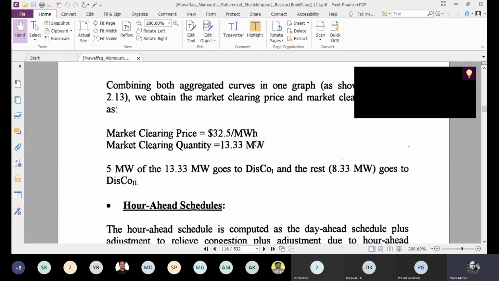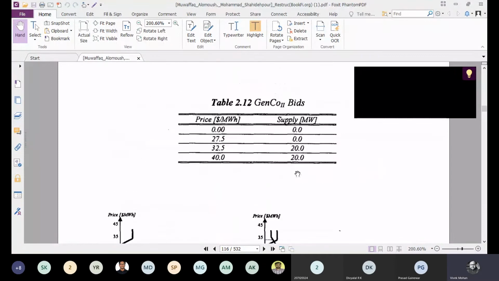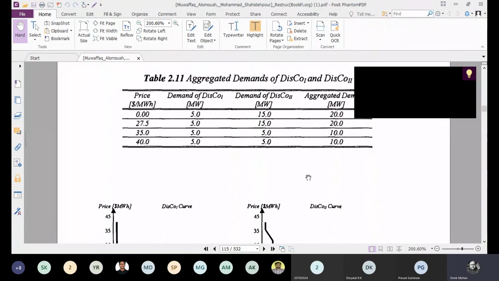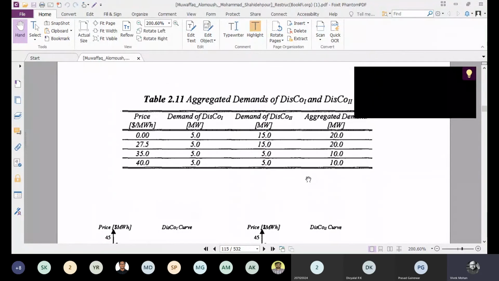Now, what about the distribution among Discos 1 and 2? For this particular price, 32.5 per megawatt hour, what happens? Can you give it from here? From the aggregated demand curve, 32.5 is the hour ahead market clearing price. What should be the demand from Disco 1 and Disco 2? That you need to find out.